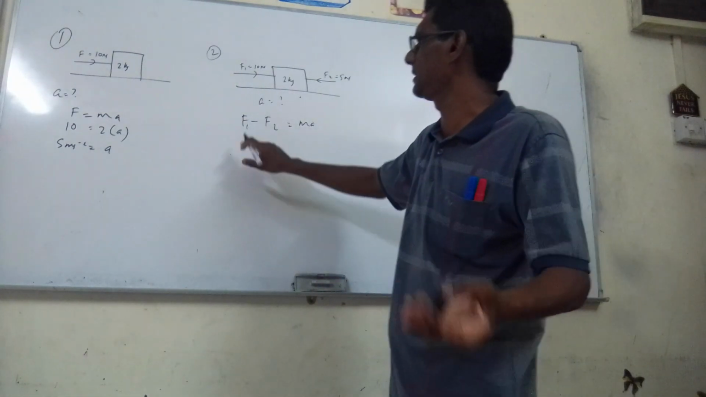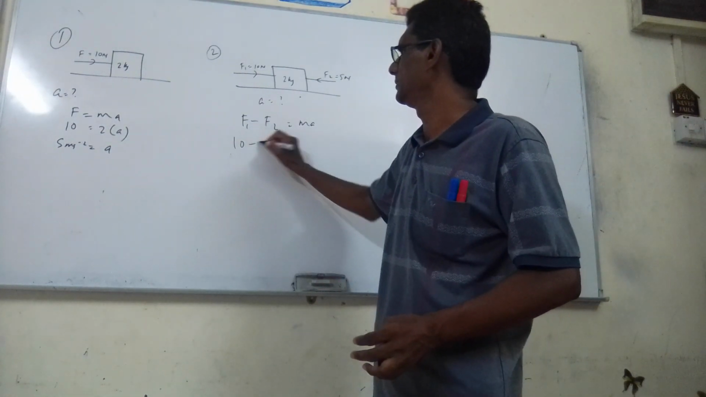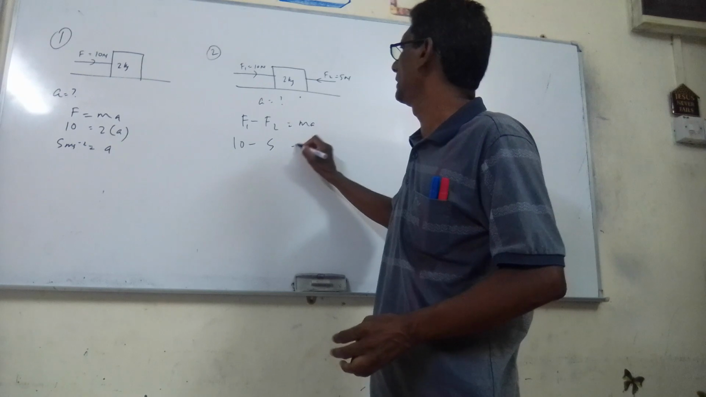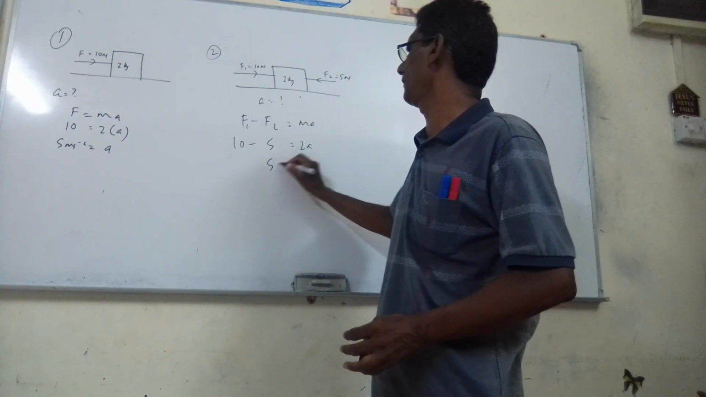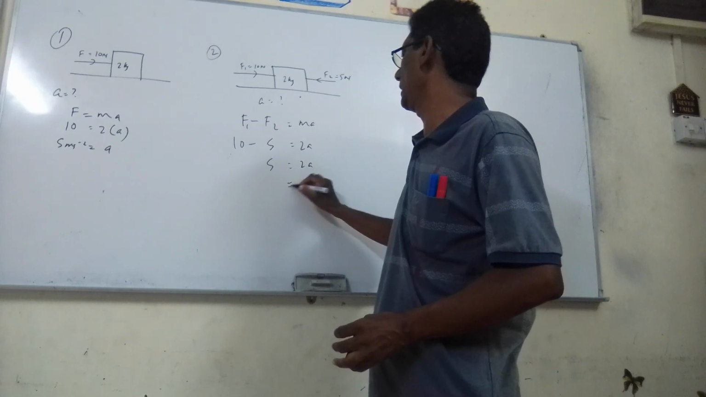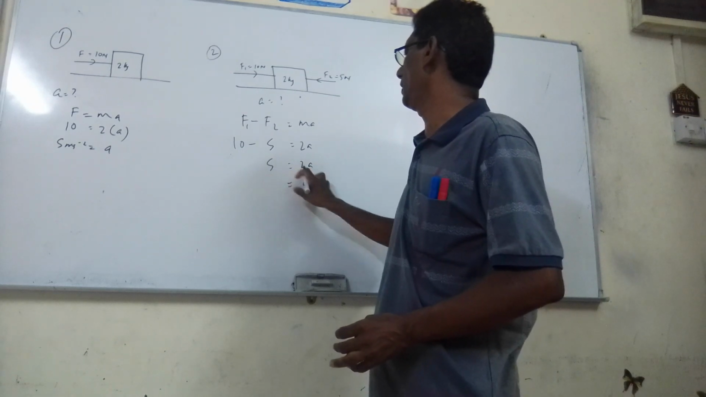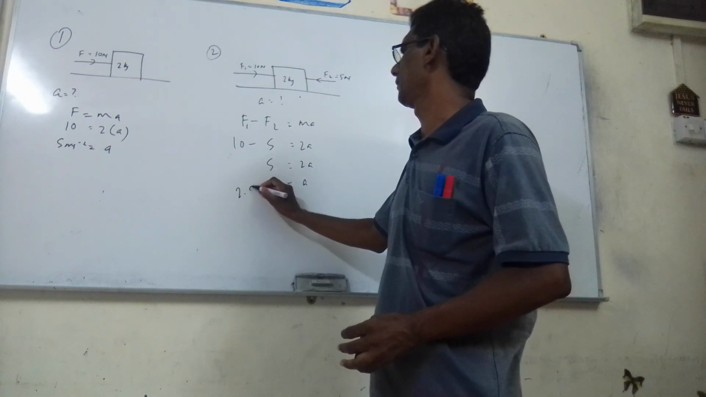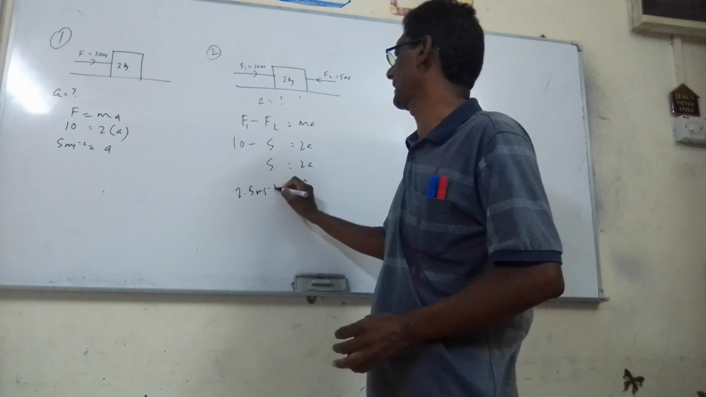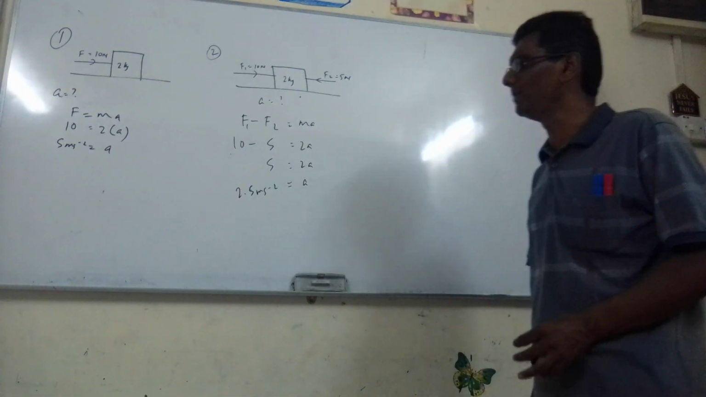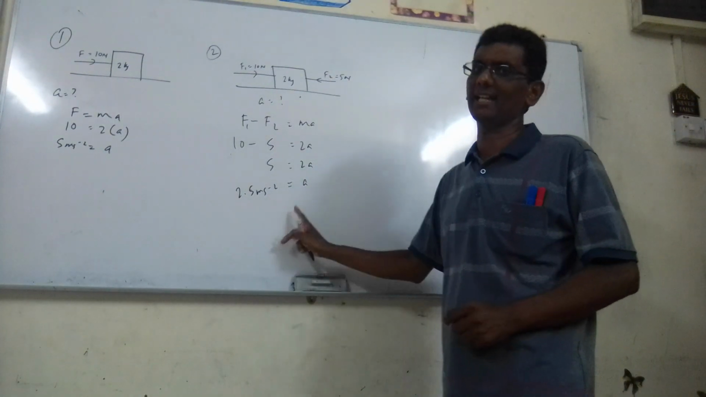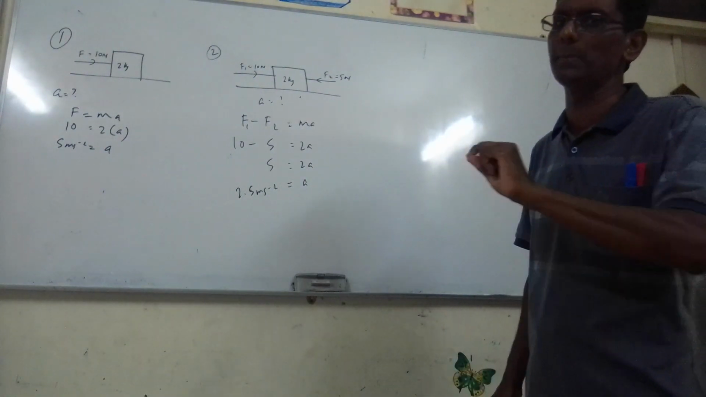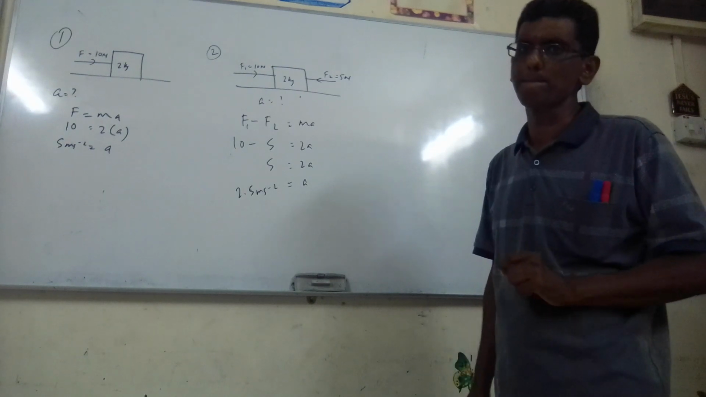So the bigger force is 10 Newton, the smaller force is 5 Newton, and the mass is 2 kg. 10 minus 5 equals ma, so a equals 5 divided by 2, which is 2.5 meter per second square. That is the acceleration.